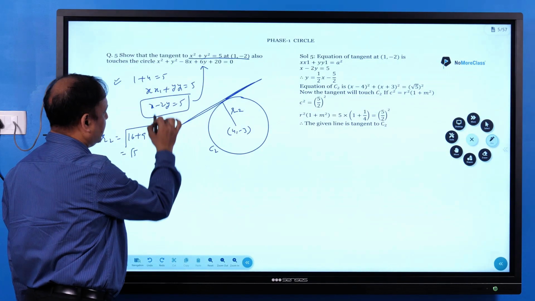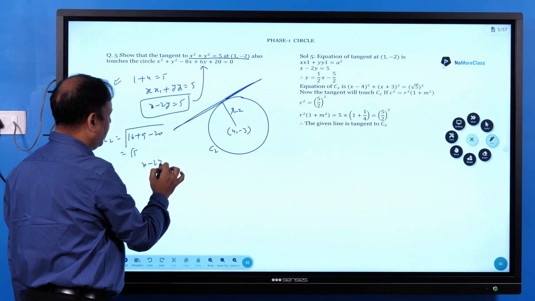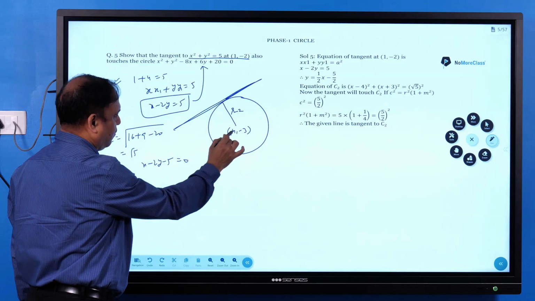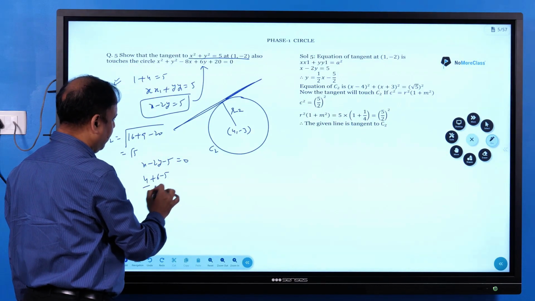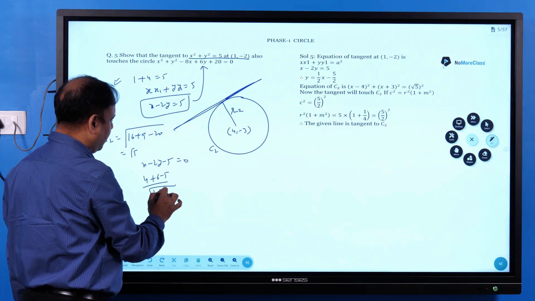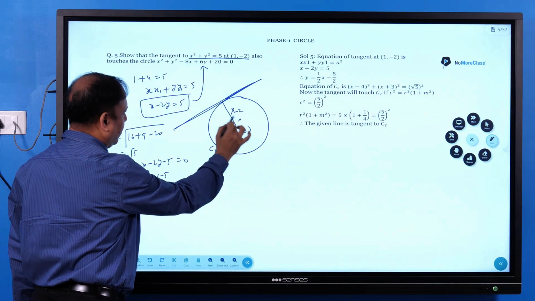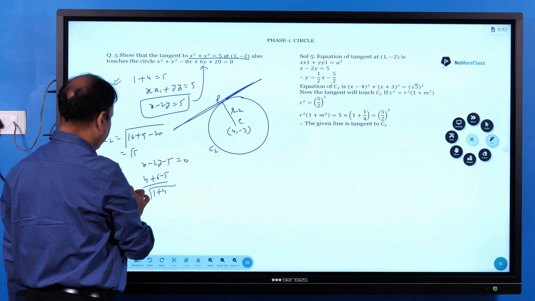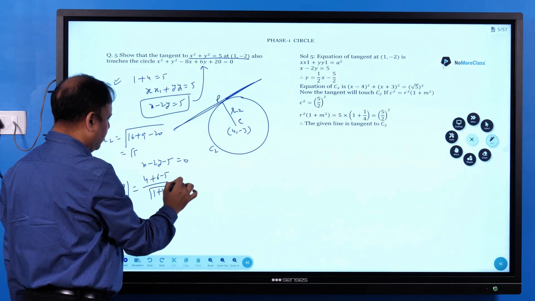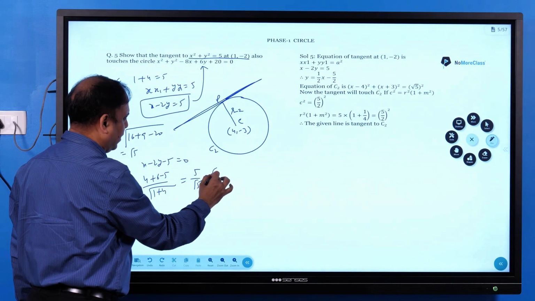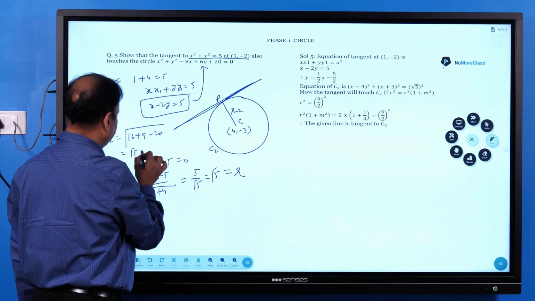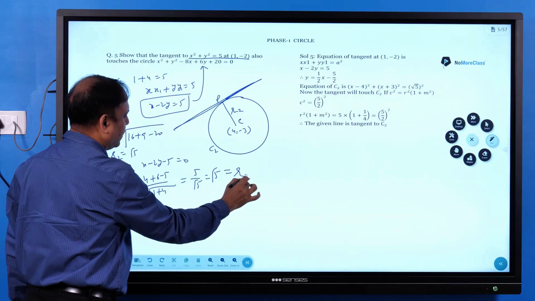Now calculate the distance from this. The line is x minus 2y minus 5 is equal to 0. From (4, minus 3): 4 minus 6 minus 5 upon under root a square plus b square. Which distance am I talking about? The distance CP. So this is 10 over... 5 upon under root 5 is equal to under root 5, and that is equal to the radius R2.